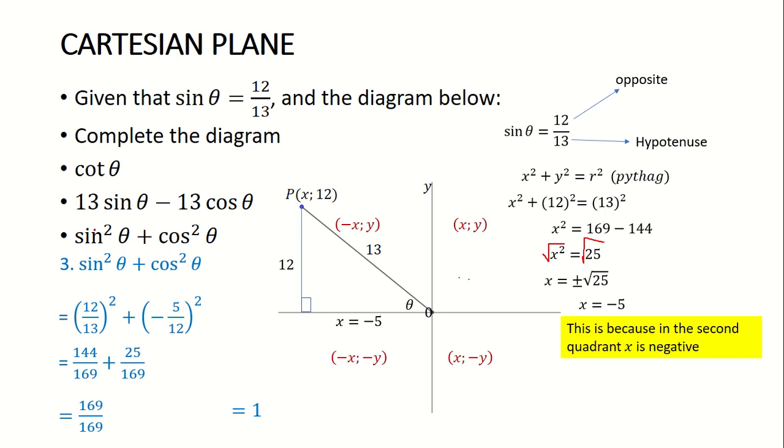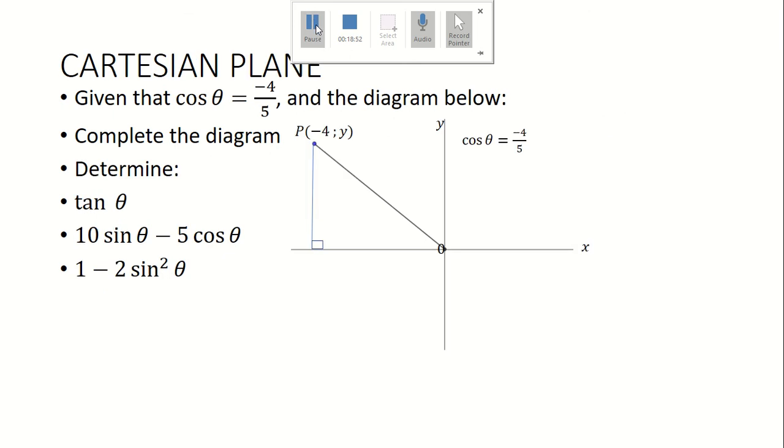Guys, I've only done the last one. Please do cot as well as 13 sine theta. Alright, for this one, guys, I'm just going to do the whole thing to help you complete the previous activity where you needed to find cot theta as well as 13 sine theta minus 13 cos theta. For you to be able to answer that, please go through this one. I'll go through this one in detail.